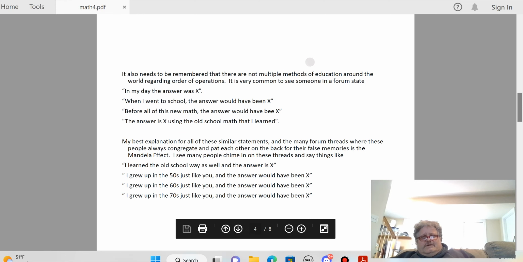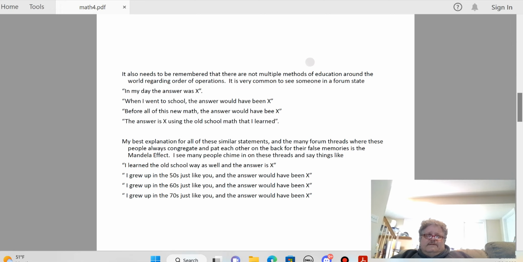Also, I want to cover this a little bit too. It needs to be remembered that there are not multiple methods of education around the world regarding order of operations. This is a very consistent standard. It's very common to see someone in a forum, especially on Facebook, say, in my day, the answer was X. Or when I went to school, the answer would have been X. Or before all this new math, the answer would have been X. The answer is X using the old school math that I learned.